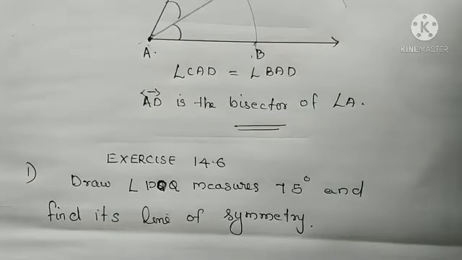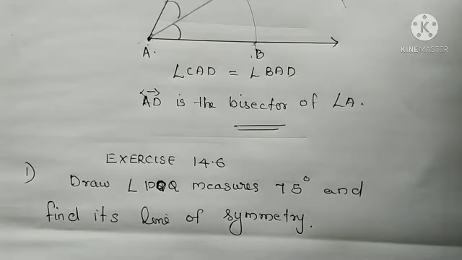We can do one question from exercise 14.6. Draw angle POQ measures 75 degree and find its line of symmetry. Line of symmetry, I told, is another word for bisector. Line of symmetry is also known as bisector, or bisector is also known as line of symmetry. Okay, so we have to draw bisector of the given angle POQ with measure 75 degree.